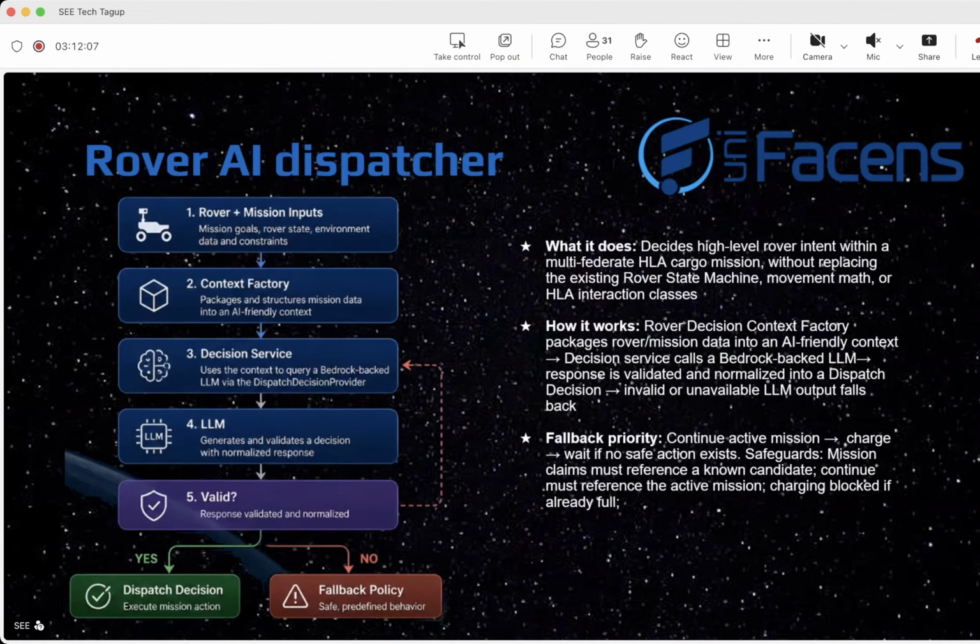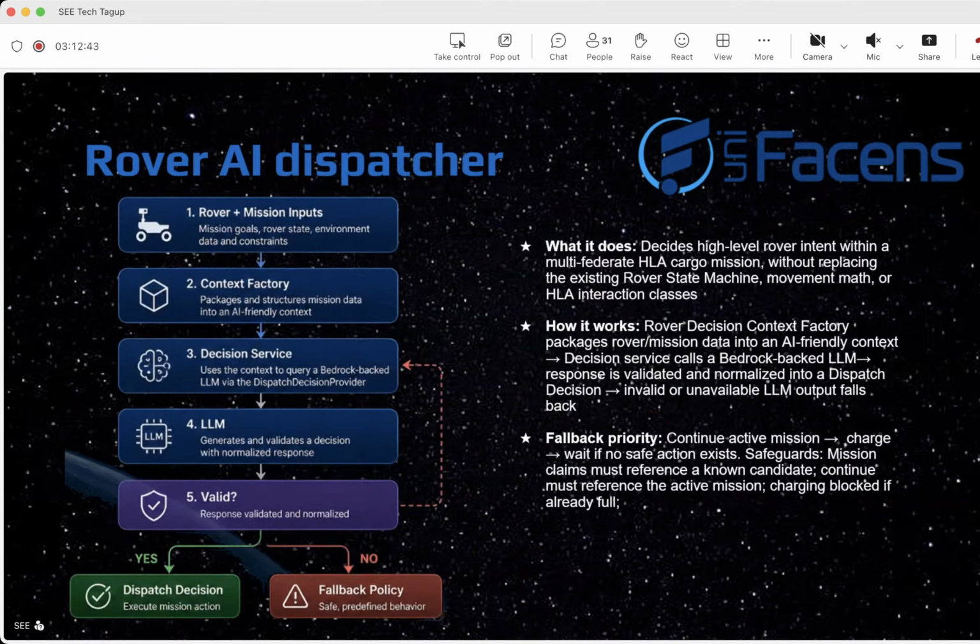Now, this is one of the core parts of our project, the rover AI dispatcher. It is responsible for deciding what the next action of the rover will be. For example, continue the mission, accept a new one, go recharge, or wait. To do this, the system analyzes multiple factors, such as the rover's battery level, the current state, the distance to the charging stations, and the available missions. All this data is organized into a decision context and sent to the AI.